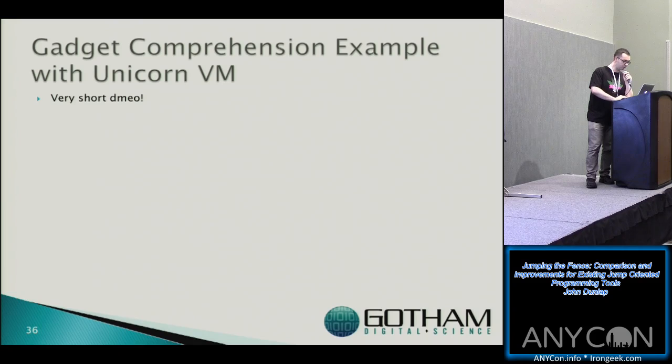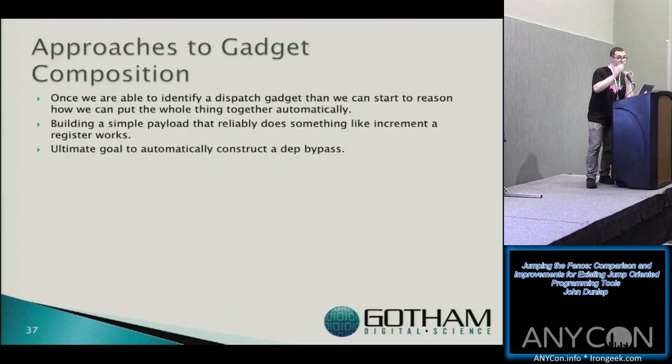And then what we're going to do for gadget composition, putting the gadgets together, is to use a constraint solver like Z3. So we're going to use some mathematical libraries to say, here are the side effects of these gadgets. Let's put them in order to do a thing we want.